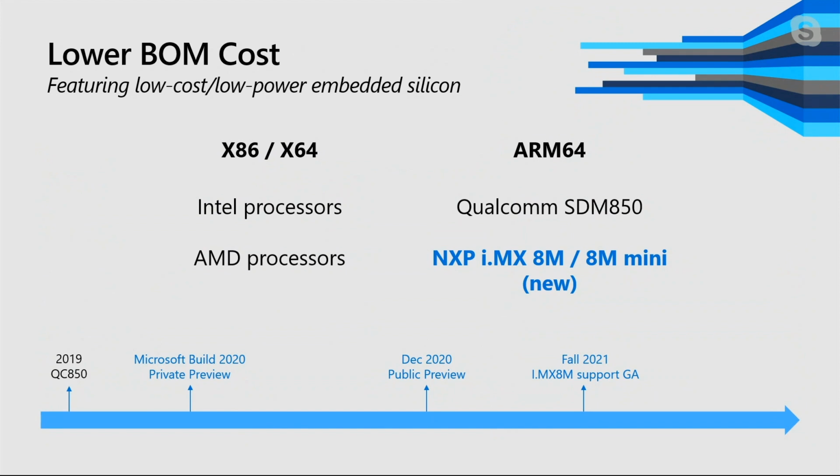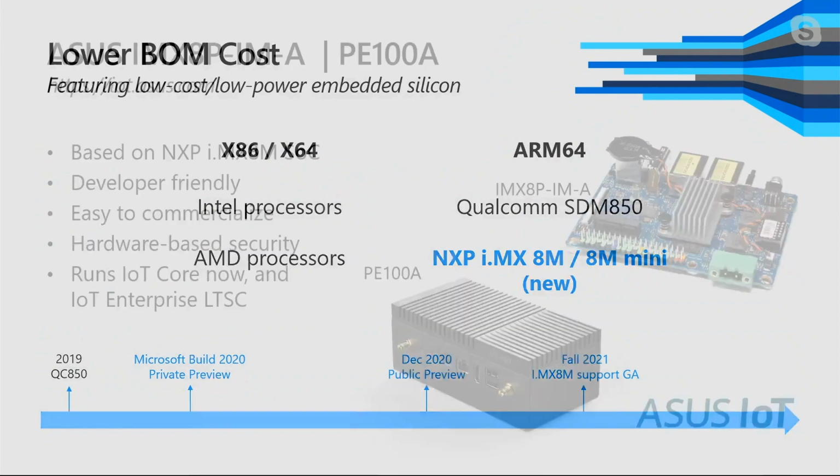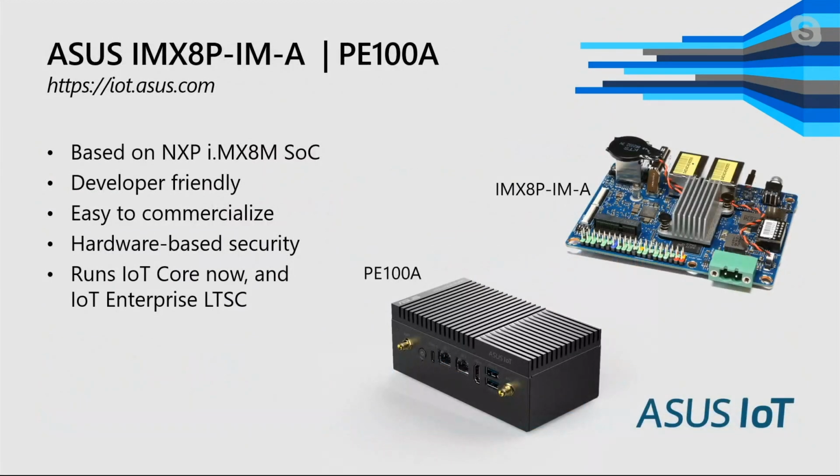I do want to highlight, especially on the next slide, one board in particular, which is the ASUS IMX8 IMA board. It's about the size of a Raspberry Pi. I'm sure when you see Amelia's setup, you'll see just how small it is and how nimble it is. But it has the ability to run Windows 10 IoT Enterprise, the next edition that we're releasing. And as an added bonus, it also runs the in-market version of IoT Core. So we're pretty excited about that. It's also available in off-the-shelf packaging as the PE100A and is ready to deploy almost immediately.